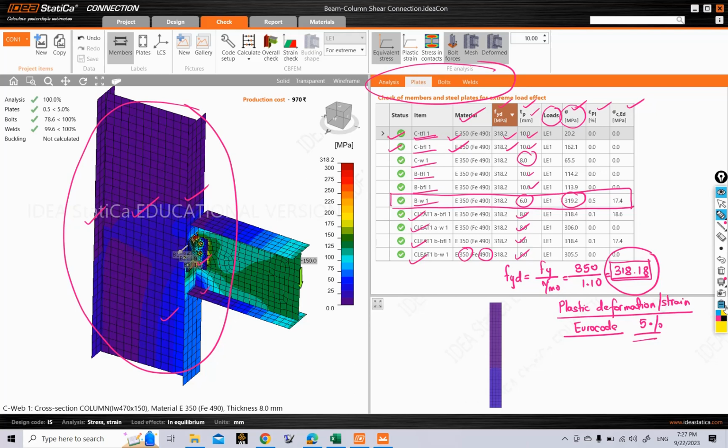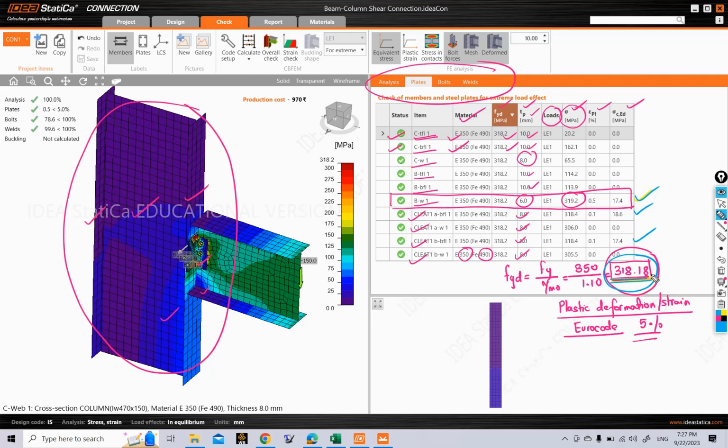Okay, this allowable stress of 318.2 MPa has been exceeded in this element here. Okay, let me choose another color. This plate element, this plate element, and this plate element. In all other plate elements, the equivalent stress in our plate material is below 318.2 megapascals. Only in these three elements, the stress has exceeded 318.2 megapascal.